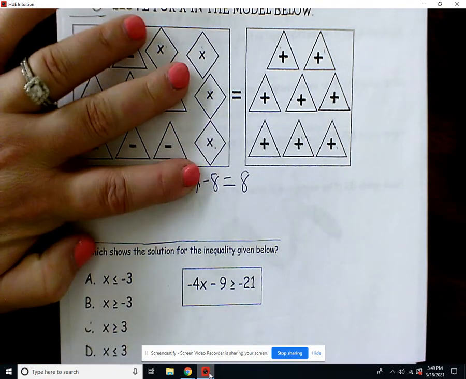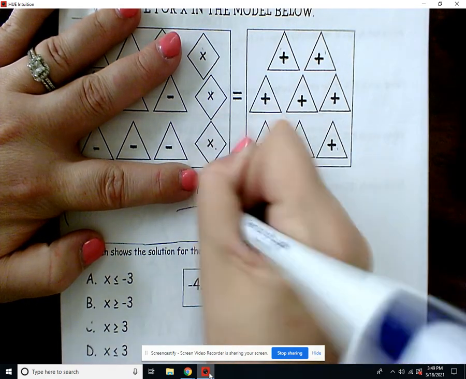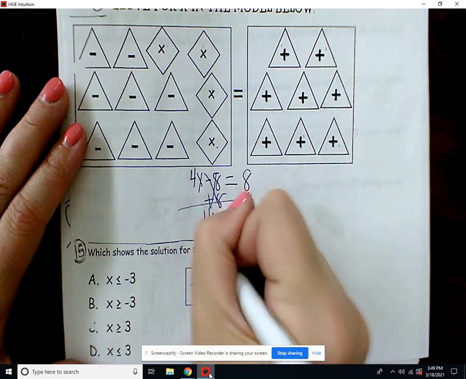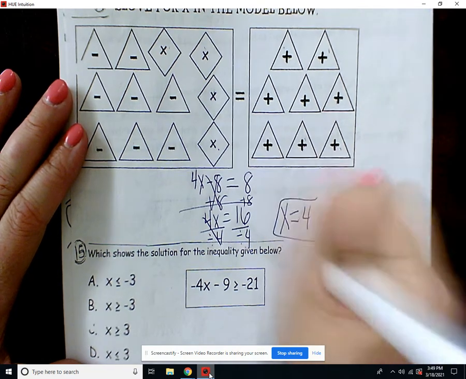So cover up your x. We add and subtract first. So it's going to be +8 on both sides, which is 4x and 16. 4x has us divide by 4. And so x equals 4.